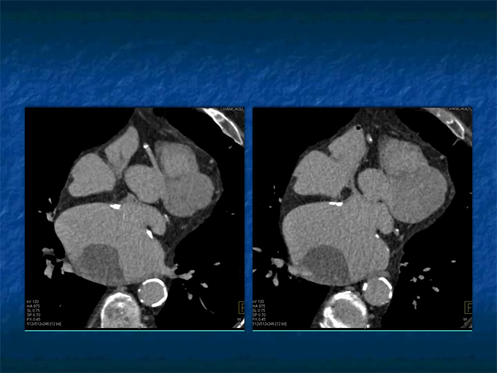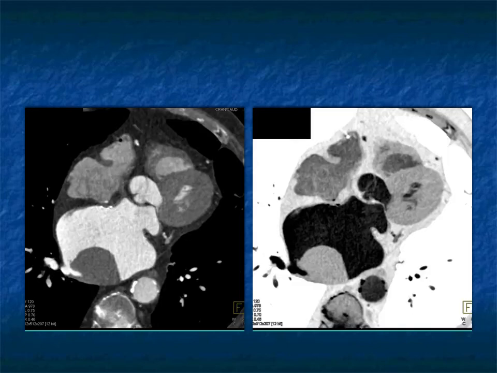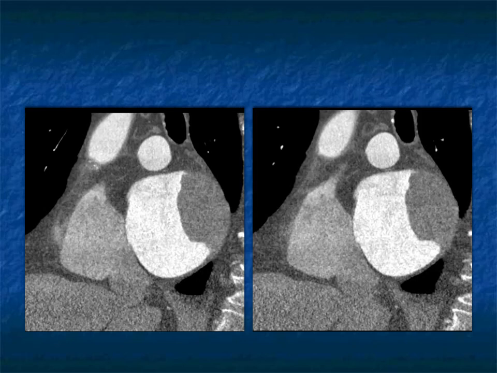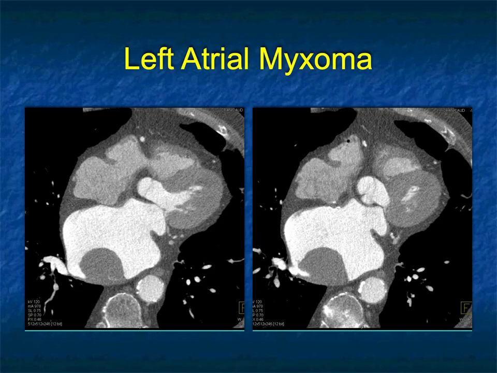Not the number one location for a myxoma. Usually they're more toward the connection between the right and left atrium. The myxomas can have calcification. They can be vascular. Look how large it is. I thought it could be a big thrombus. This was removed and was a myxoma. Sometimes myxomas and thrombus are hard to distinguish.